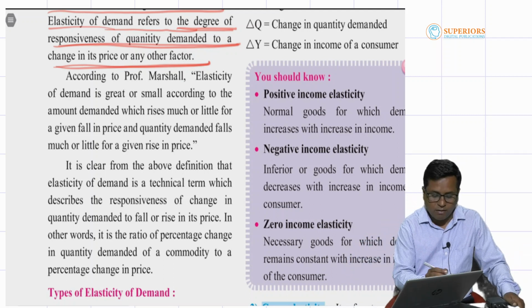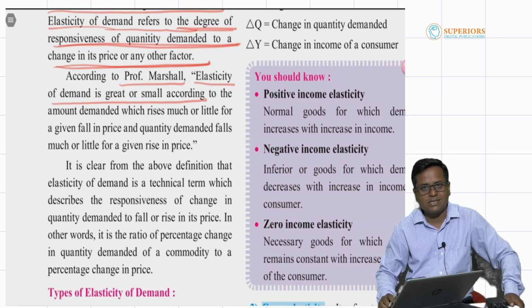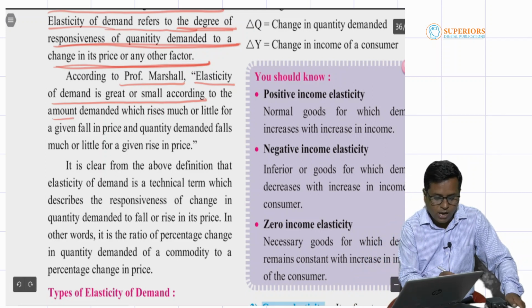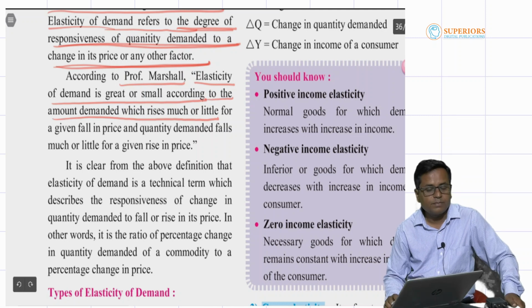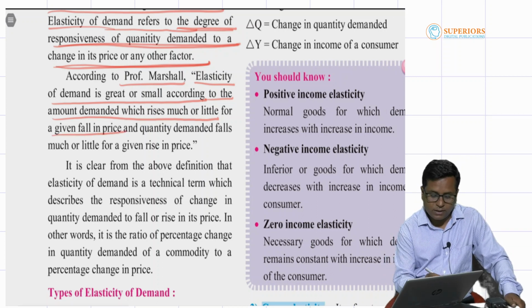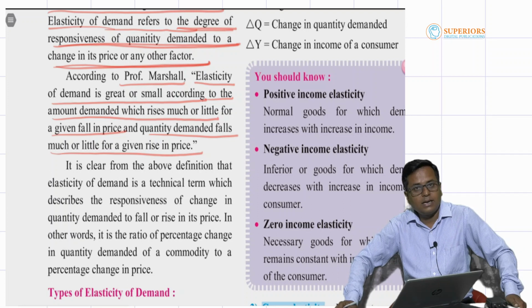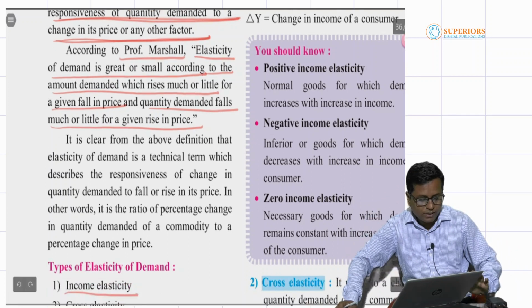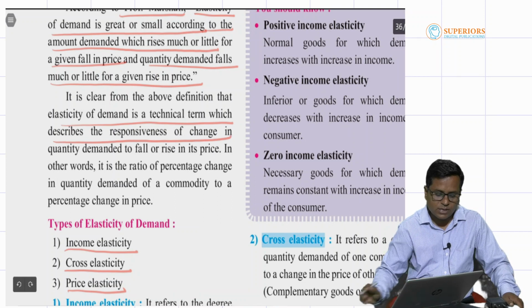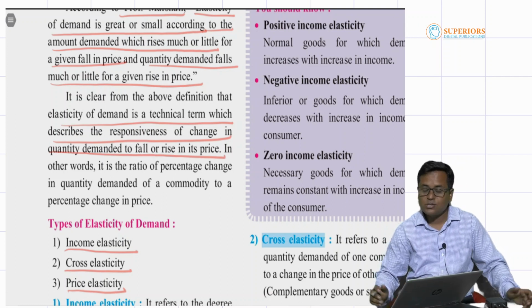In the words of Alfred Marshall, elasticity of demand is great or small. Elasticity of demand may be great or may be small according to the amount demanded, which rises much or little for a given fall in price, and quantity demanded falls much or little for a given rise in price. So this is the definition of price elasticity of demand. So it is clear from the above definition that elasticity of demand is the technical term which describes the responsiveness of change in quantity demanded to fall or rise in its price.